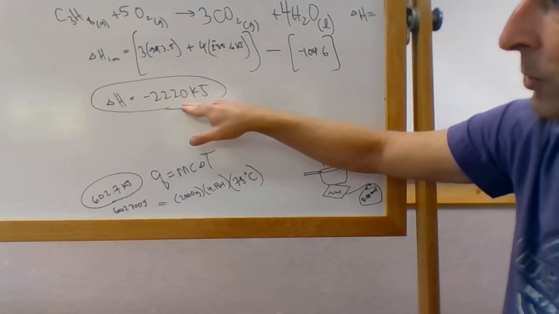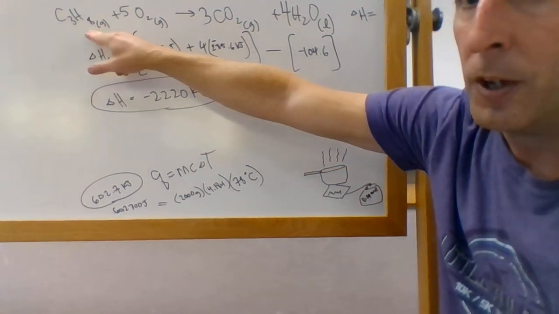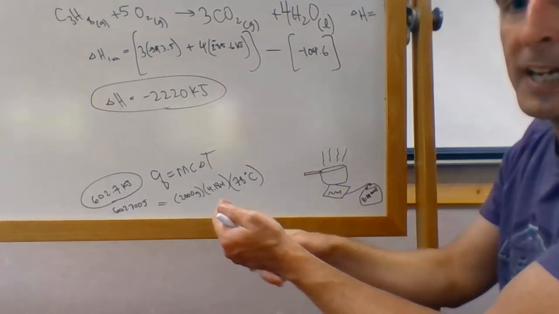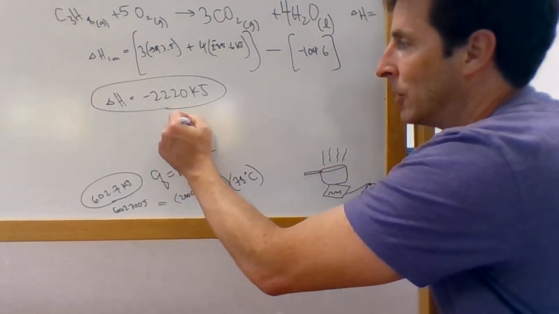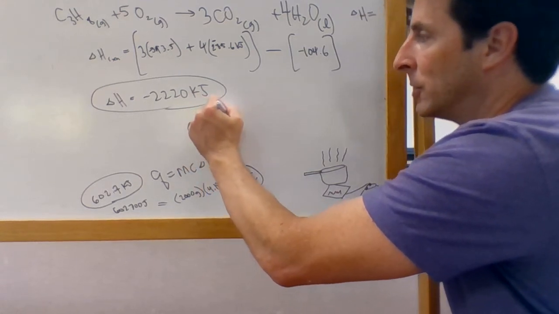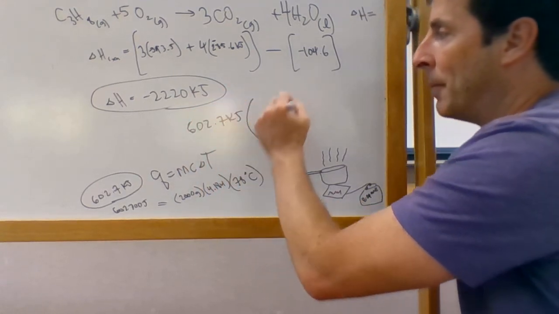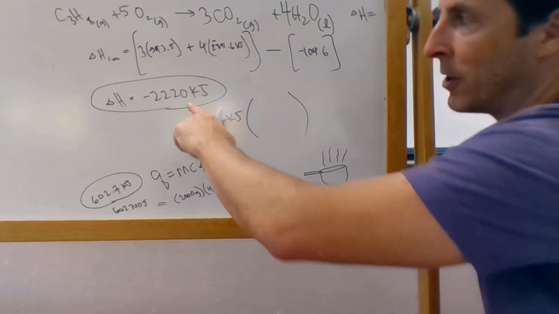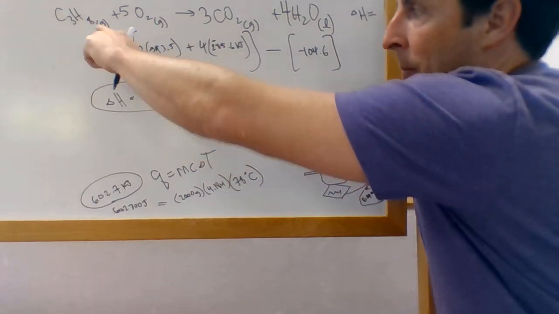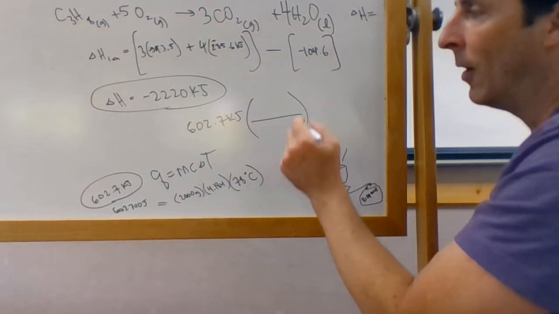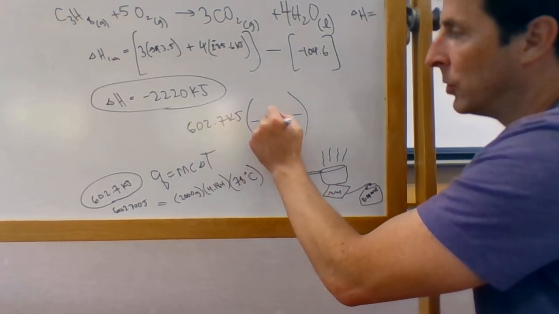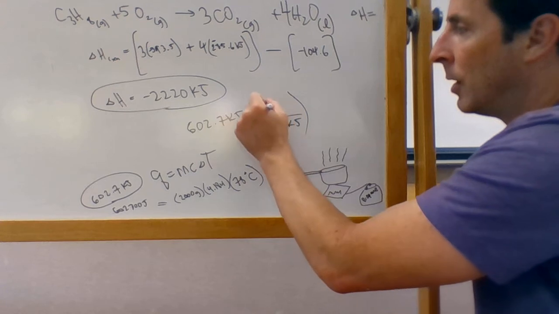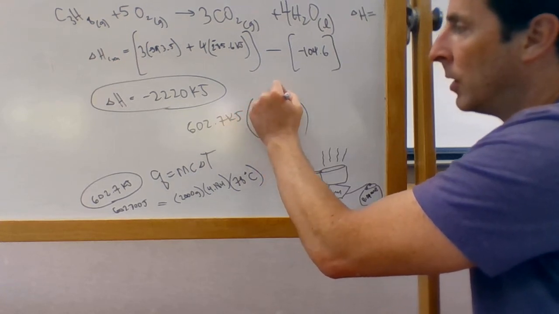So this is the kilojoules per mole. So now I need to bring this information together in the middle and say, okay, well, I need 602.7 kilojoules. And then I'm going to use the delta H as a conversion. It's 2220 per mole. Now, I'm going to put the 2220 in the bottom because I want kilojoules to cancel. 2220 kilojoules per 1 mole of C3H8.